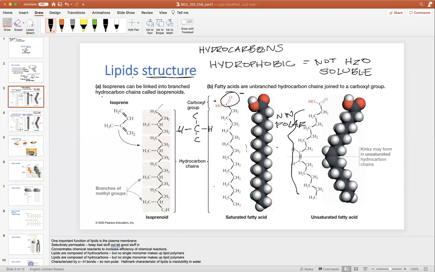Now you may be saying to yourself, I'm showing you 3 different examples of chemical structure of lipids. This one's called an isoprenoid. This one's called a fatty acid. And I'll talk about the difference between saturated and unsaturated in just a second. But in this fatty acid, you're like, well, okay, this region's nonpolar, but this region up here is polar. So why isn't this water soluble?